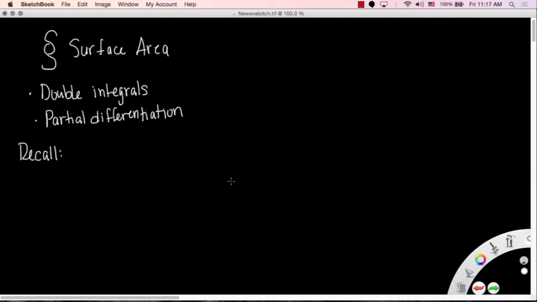Right now we'll just be deriving the surface area of a multivariable function by applying a double integral, and within the double integrals we'll also be doing partial differentiation as well. So before you proceed, please have a foundation in both of these things.